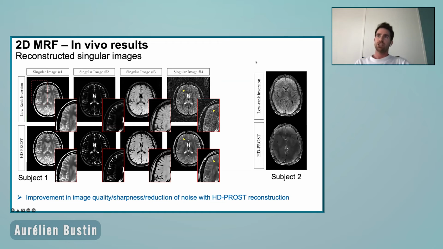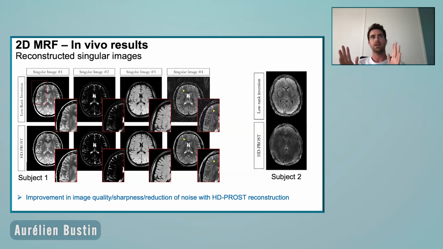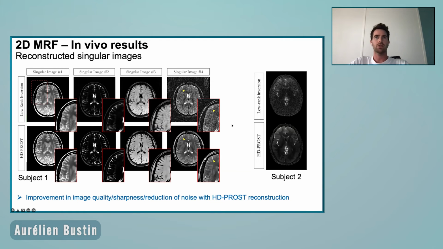I'm gonna show you a second case that was a little bit more challenging. And you see on the right, for example, for the very last time points, on the conventional reconstruction you really lose a lot of information. You really lose structural information that you can recover with HD-PROST. So if you look at time point 4 here, by exploiting this contrast information, you can recover a lot of information that could potentially be lost with conventional reconstruction.